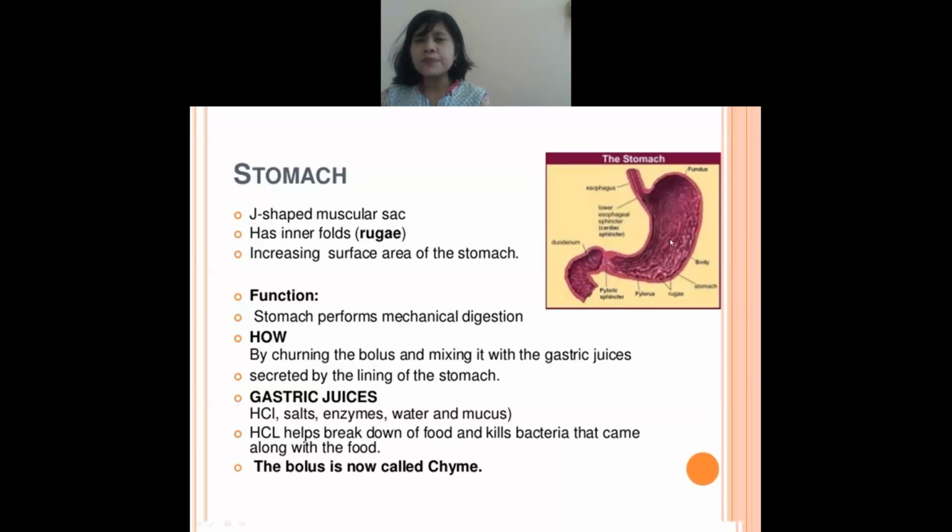Here you will find that this HCl, the hydrochloric acid, will help the food break down into smaller pieces, and ultimately they will kill all the bacteria which come along with the food. Bacteria means whatever is harmful for your body. They will kill it, and now the food bolus will turn into chyme.